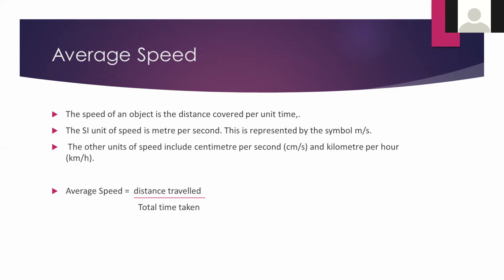We have to take the average, because it is not possible that if we are going from one place to another, we move at the same speed. Sometimes we move fast, sometimes we move slow. So we have to take the average speed. If you want to calculate the speed, we take the average speed, that is distance traveled by total time taken.